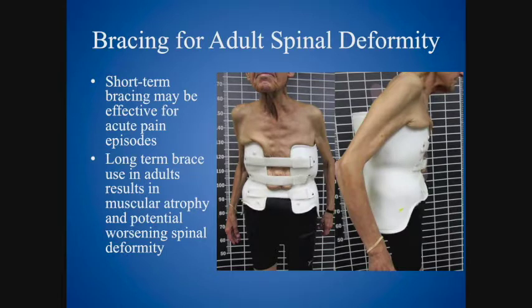The other thing is that if you do long-term bracing in adults, really in anyone, but particularly in older adults, when you put a brace on, they aren't using their muscles, right? They become lazy. The brace is doing all the work. And they can become atrophied, and their curve can progress. So you have to be a little bit careful and judicious about when you're going to give someone a brace.